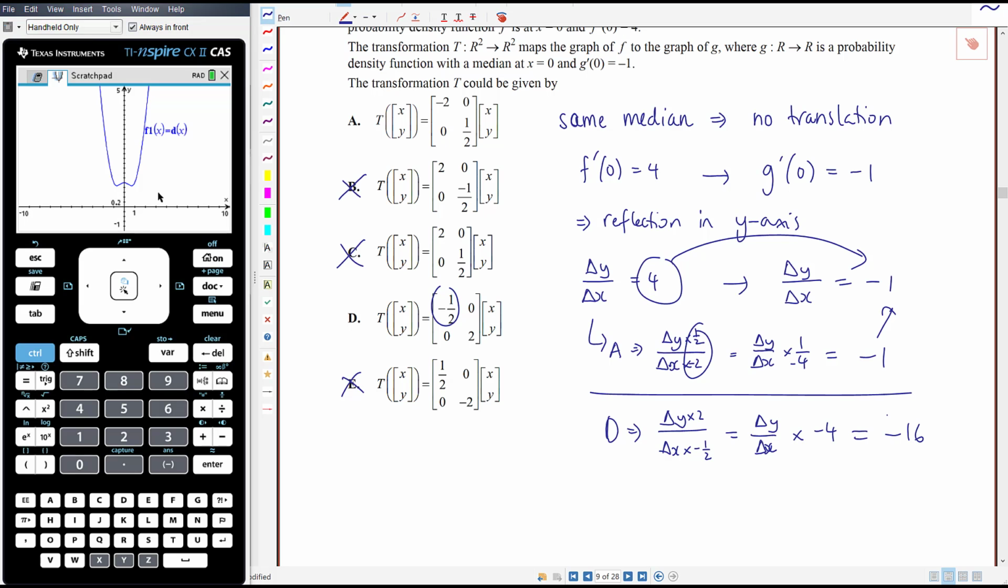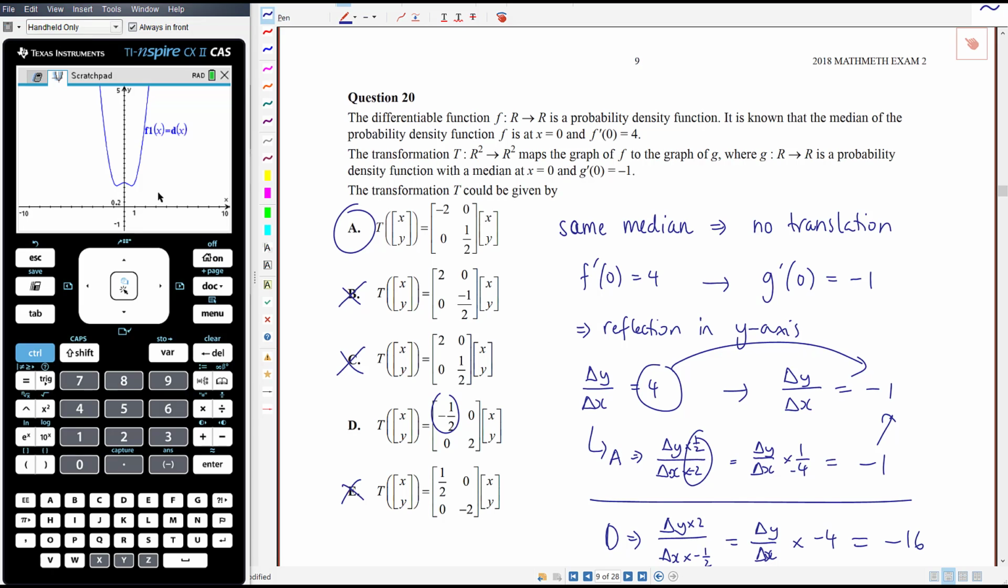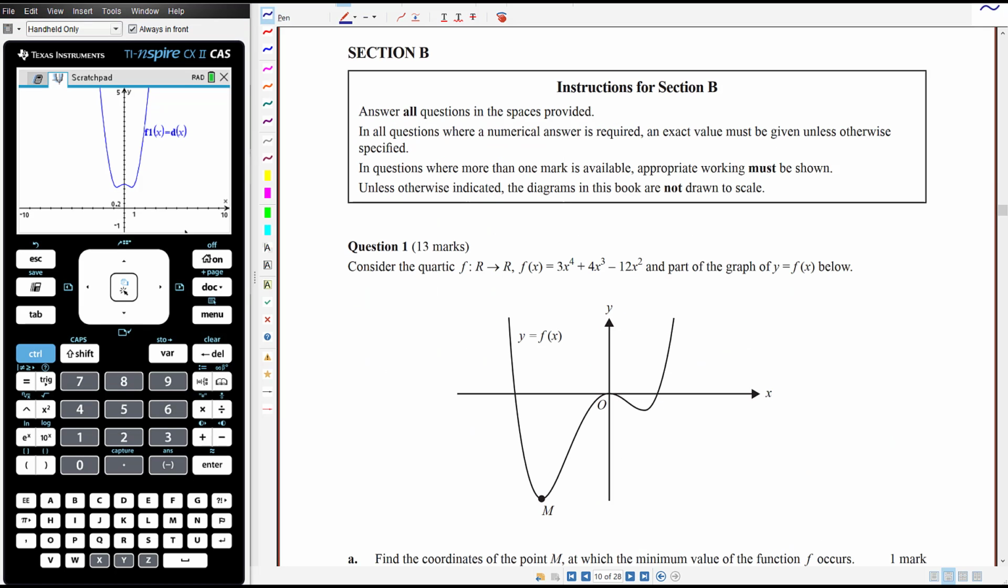It gives us that reflection in the y-axis and dilates the graph in such a way that the gradient is going to go from being 4 to being -1, which is what we want. So A. Again, that's another quite tough one towards the end, but you would expect that in question 20 of the multiple choice. Okay, so that's the multiple choice questions. We'll continue on with the extended answer questions.